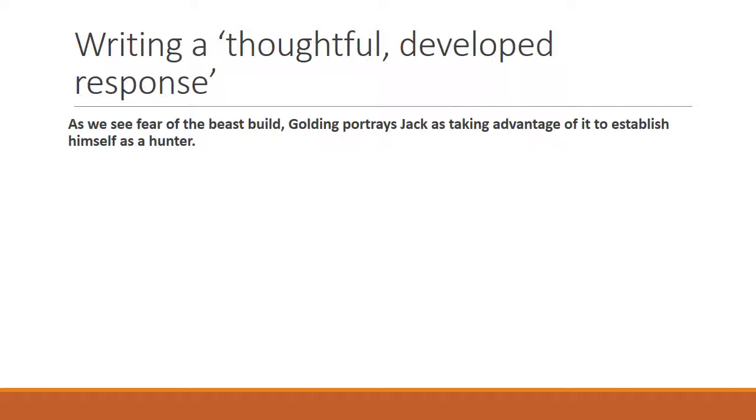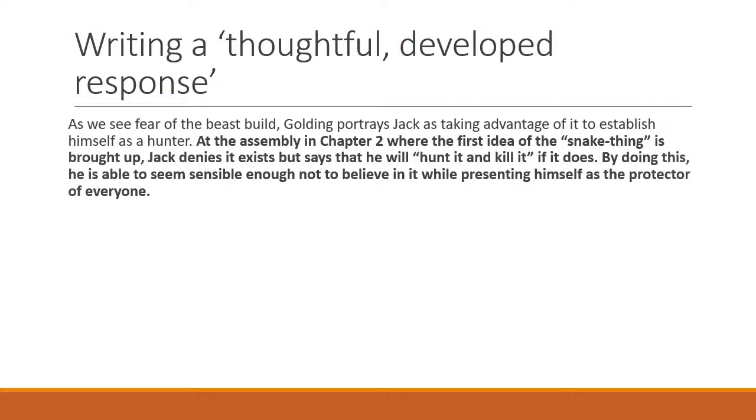This with Lord of the Flies. So, starting with the topic sentence. As we see fear of the beast build, Golding portrays Jack as taking advantage of it to establish himself as a hunter. There's the effect foreground. At the assembly in chapter 2, where the first idea of the snake thing is brought up, Jack denies it exists. So here's my point. But says that he will hunt and kill it if it does. And there's my evidence. By doing this, he is able to seem sensible enough not to believe in it while presenting himself as the protector of everyone. And there's my analysis.